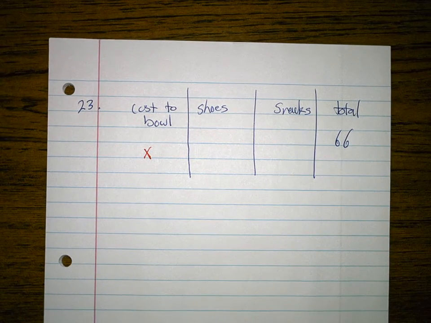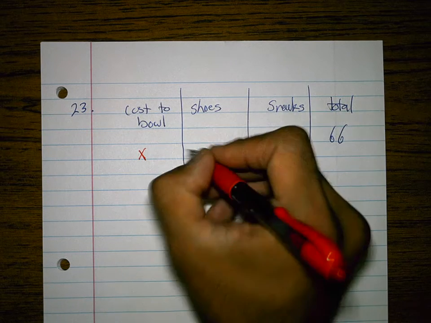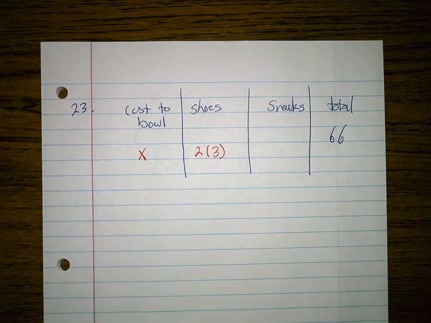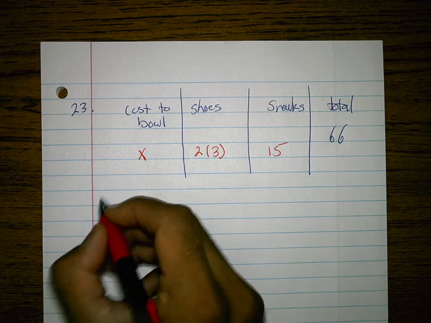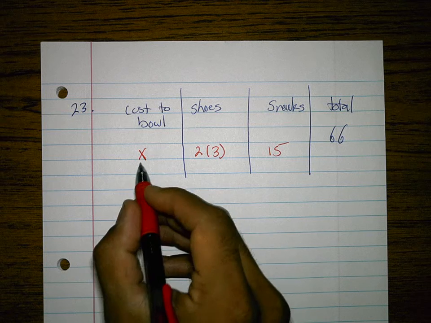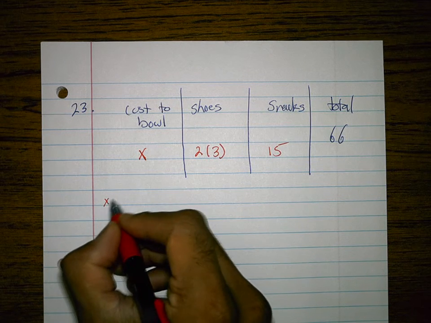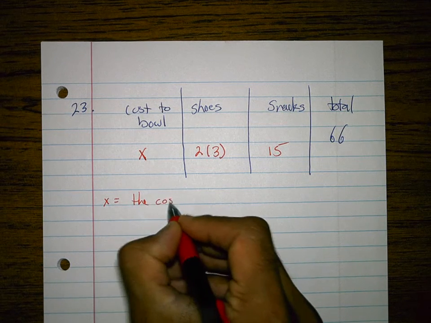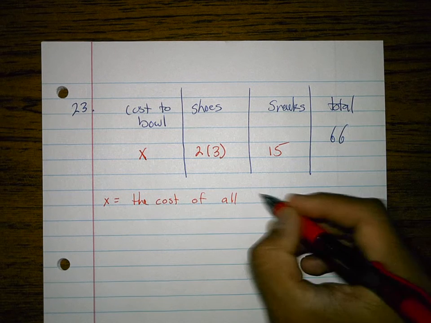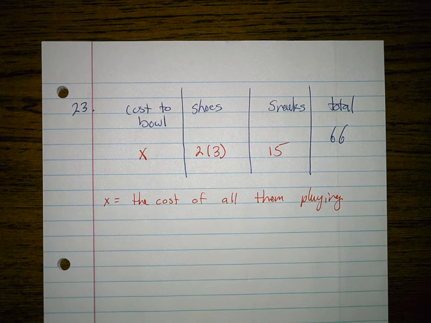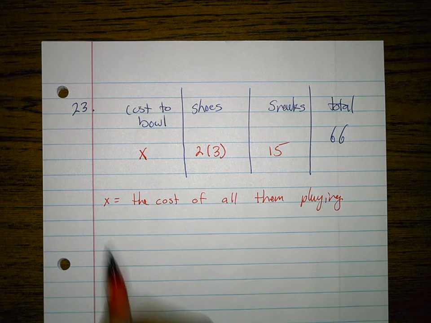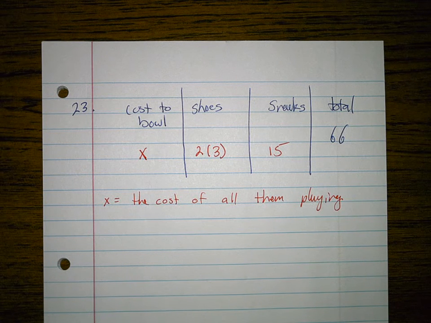How much do they pay in shoes? Well, 2 of them rented shoes for $3. So that's 2 times 3. The snacks cost $15. One thing I'm going to say about this is that this X equals the cost of all of them playing. So it's their total cost for all of them, that all of them paid combined. There was 5 of them. When I find X, that's how much all 5 of them paid.